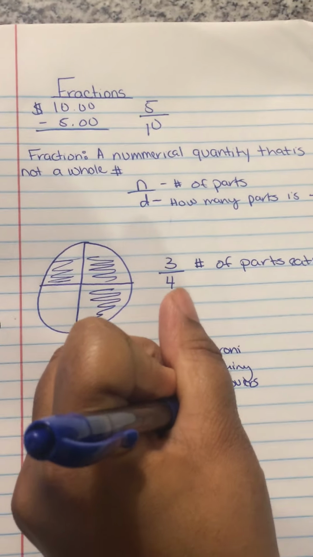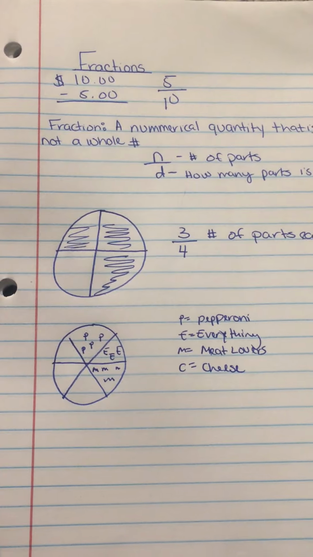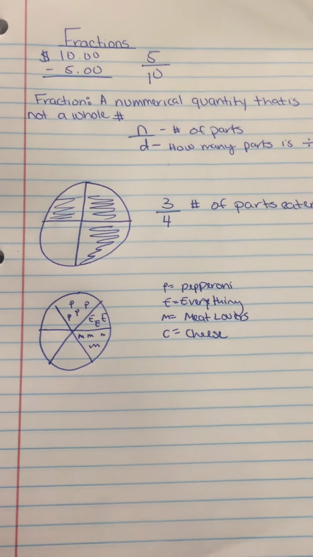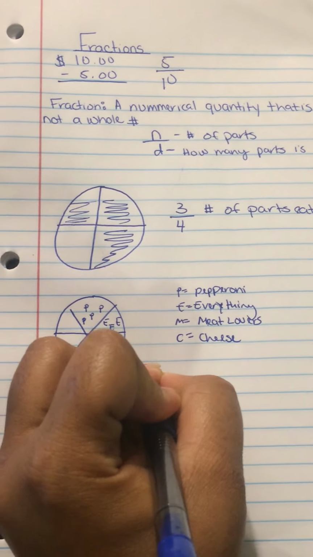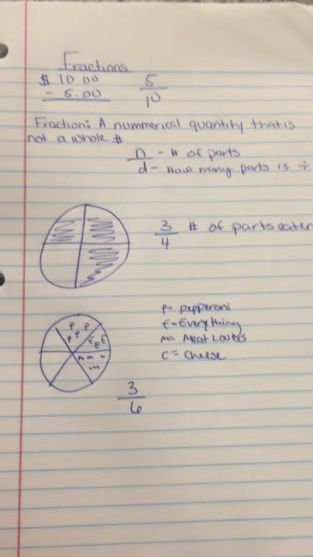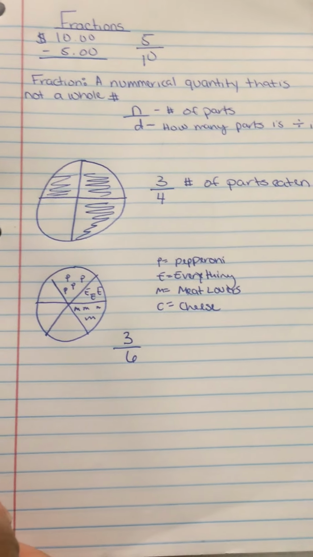So right now we have 3 out of the 6 pieces that have a topping on them. So we're going to write that as 3/6. But I'm going to get a little more advanced, and I'm going to show you how you could turn this 3/6 into a half.